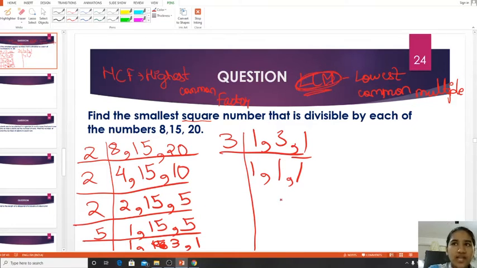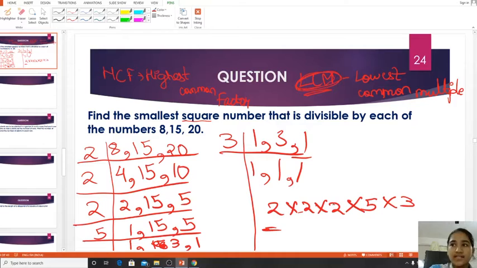So do you think that our number is a perfect square? Okay, so then we have to multiply. Let me first check it. What's the answer? 2 4s are 8, 8 5s are 40, and 40 into 3 is 120. So is 120 a perfect square? No, it's not at all a perfect square.